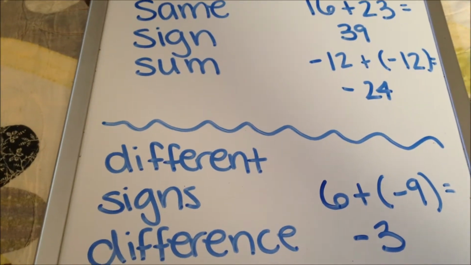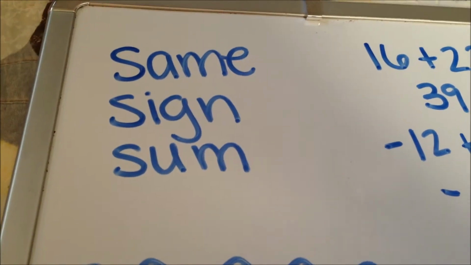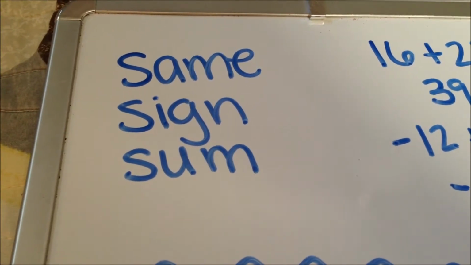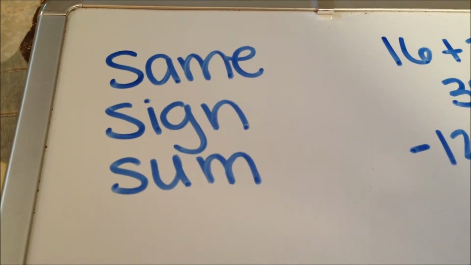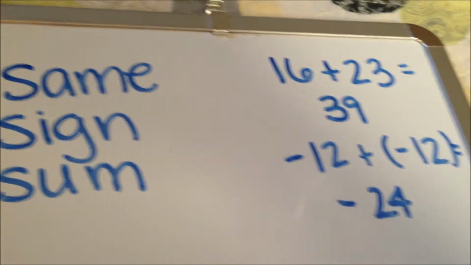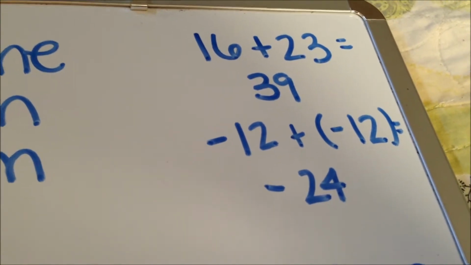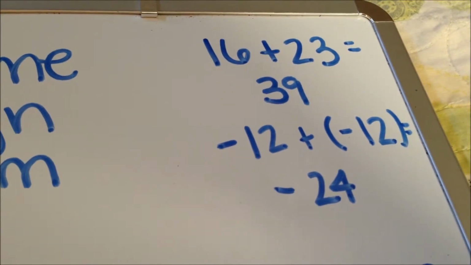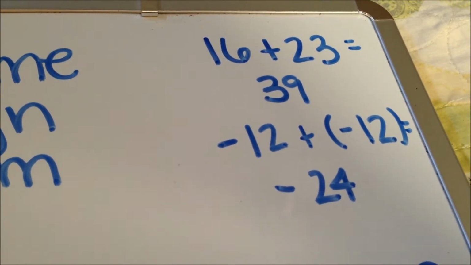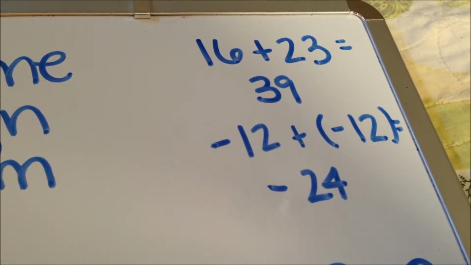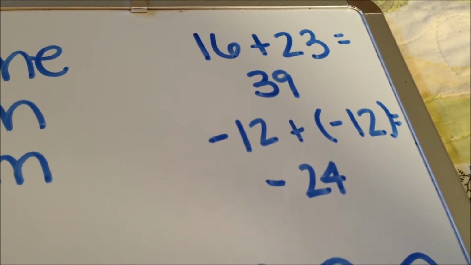Two helpful tips to remember: if you're working with two numbers and the numbers have the same sign, regardless of whether they are positives or negatives, you're going to find the sum, which means to add. So just remember, same sign, sum. Easy enough. Some examples include positive 16 and positive 23. You're going to find the sum because they have the same sign. 16 plus 23 equals 39. Your answer is also positive because the numbers themselves that you are adding are positive.